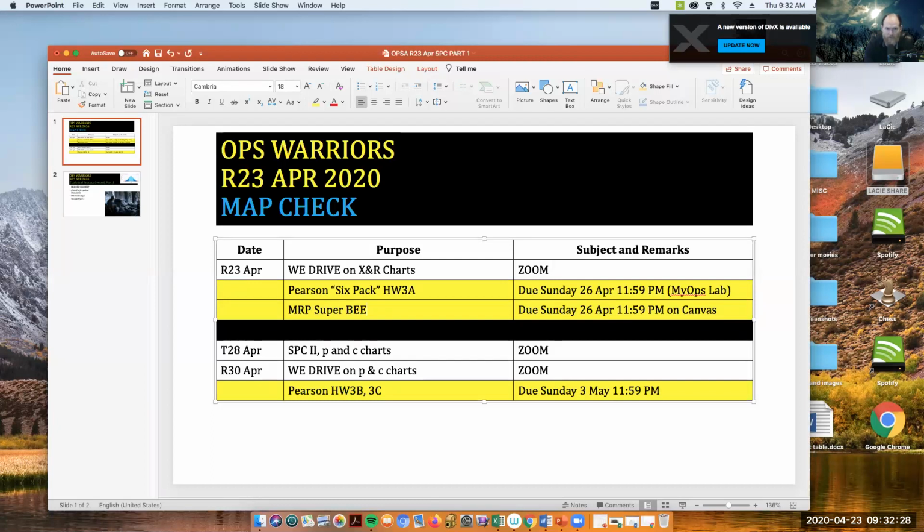Looking ahead to next week on Tuesday, we'll go into the second half of statistical process control. That'll be P and C charts. And same, next Thursday, a week from today, we'll do a WeDrive kind of setting, where we will go through some problems together. So 2 Zooms again next week. And then a week from Sunday, we'll have our last Pearson due. That'll be 3B and 3C, and that's on P and C charts. All that stuff is open right now, so you can work at your own pace and do that when you would like.